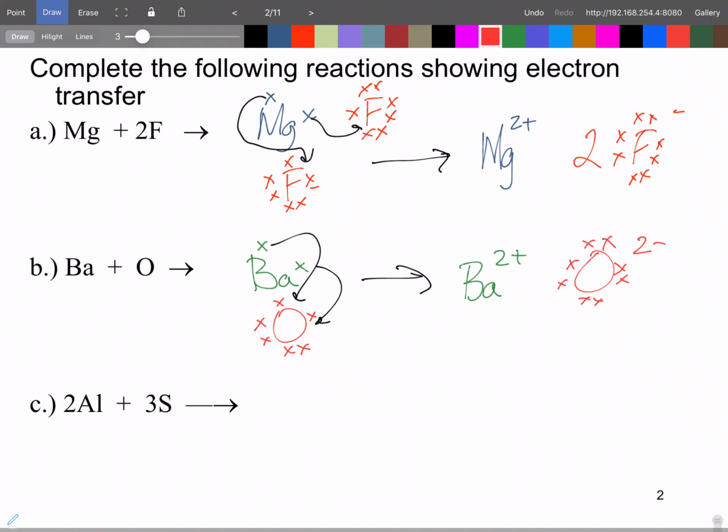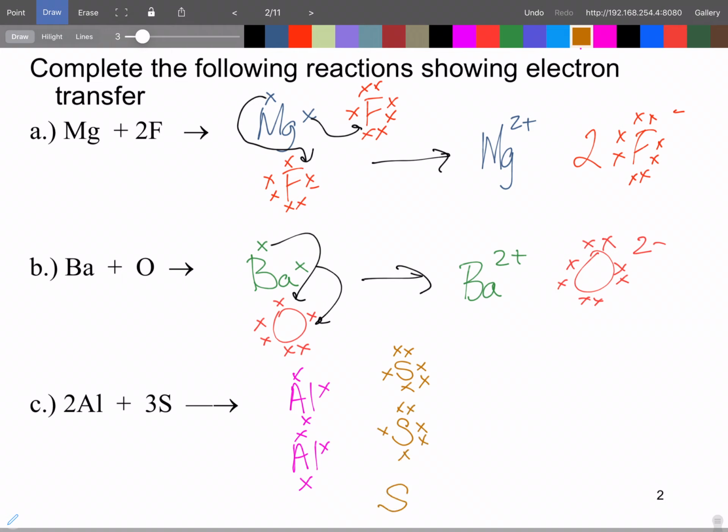So we could do this all day long, but we're just going to do it one more time. And I'm going to do it with aluminum. We're going to have 2 aluminums, so we're going to set up aluminum, and aluminum has 3 valence electrons. And we'll go ahead and do sulfur. We have 3 sulfurs, and sulfur has 6 valence electrons each.